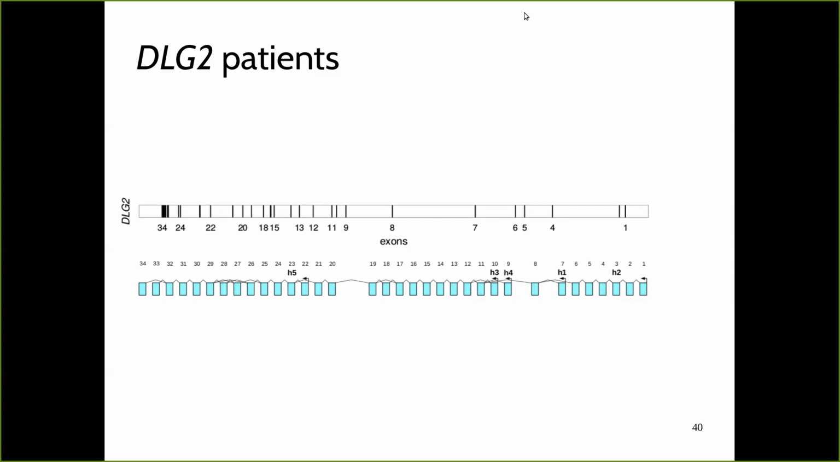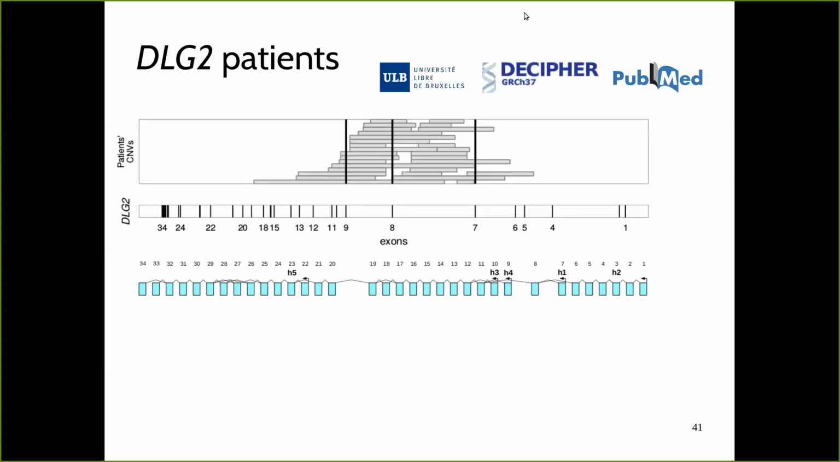Now, our interest in the DLG2 gene started at this point because the medical doctor I'm working with was collecting patients from the local database of patients from ULB, from the public database of DECIPHER, and from the literature. And what happened is that the patients the medical doctor collected happened to be all in the middle of the gene, specifically between exon number 7 and exon number 9.